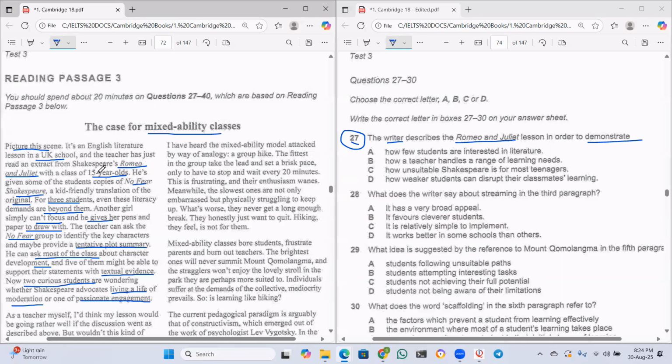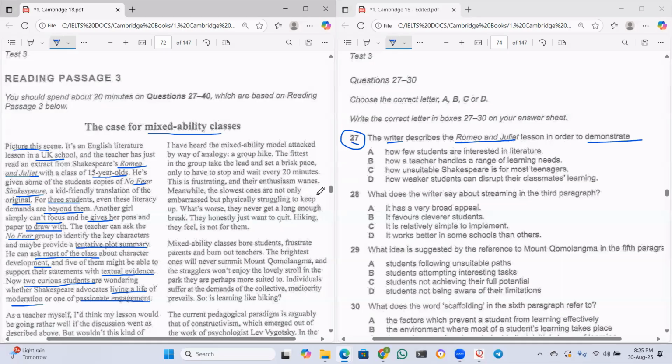He gave some people Romeo and Juliet. For some, he gave No Fear Shakespeare. Out of these three students, the literacy is demanding, meaning they don't understand the literacy, right? So he mentions a girl who cannot focus, and he gave her pens and paper to draw. The No Fear group means No Fear Shakespeare, the books. So that group, he's asking them to identify the key characters. So there are different types of students. For different types, he is giving different types of activities here.